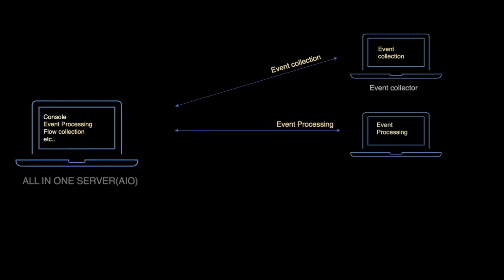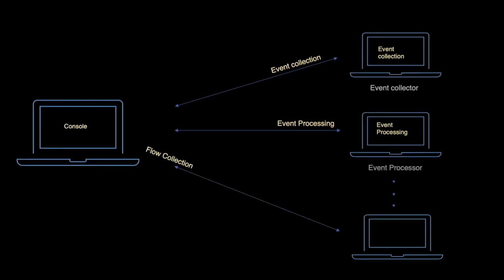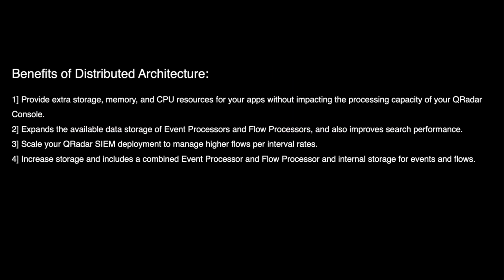As the deployment scales and grows, the AIO system can become overloaded with all the tasks to perform, and it is suggested to add a managed host to move certain functions to a different host. As you can see on the screen, let's say one host will only collect the events, another host will only process the events. Similarly, you can also add another host which can only collect the flows. By doing this, you can scale your QRadar SIEM deployment to process higher incoming event or flow rates.